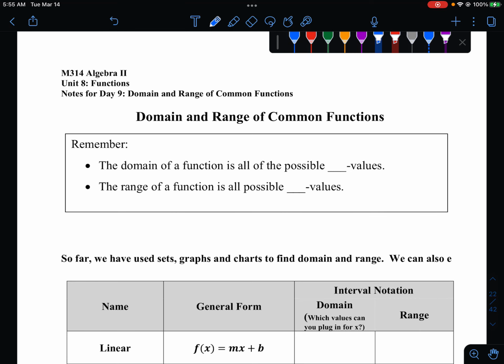These are the notes for day 9 unit. It says unit 8, but this should be unit 10. So that is a mistake right there.